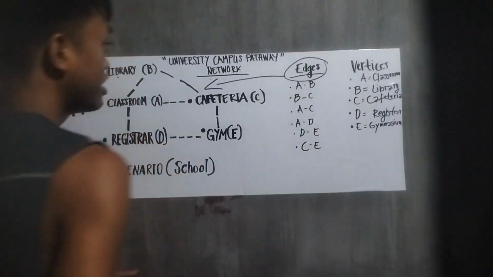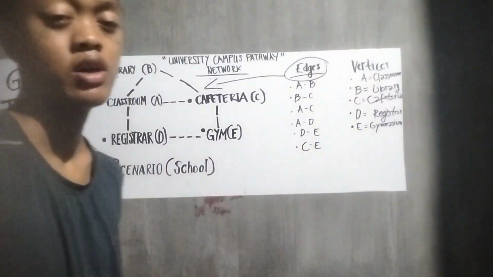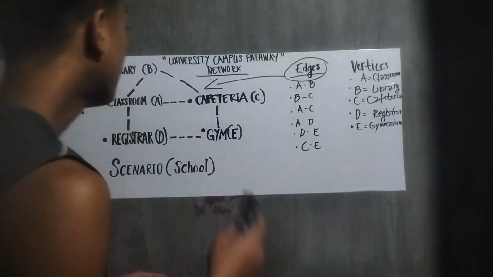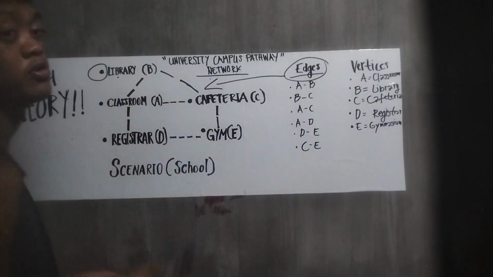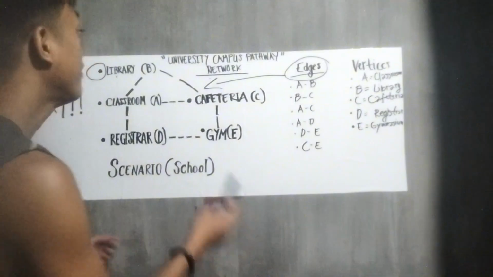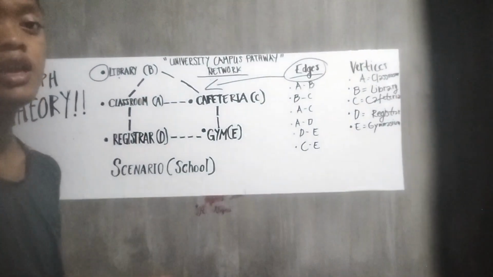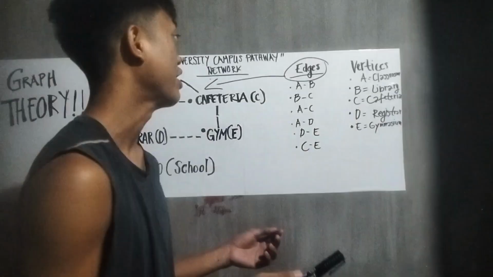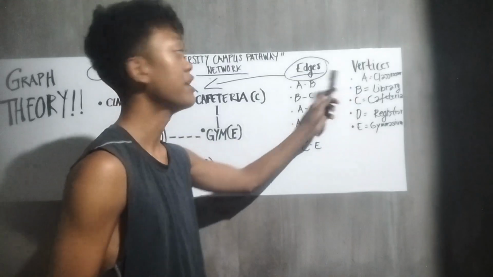So this presentation applies the concept of graph theory to model a simple university campus pathway network, wherein it demonstrates how different locations can be represented and connected through vertices and edges.